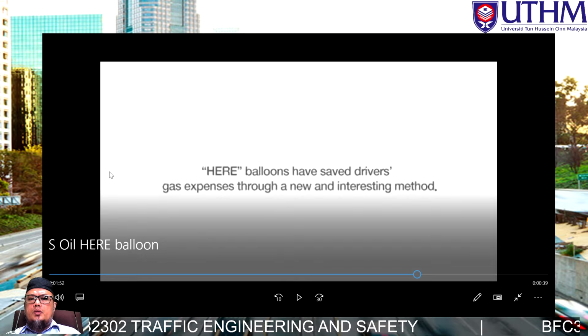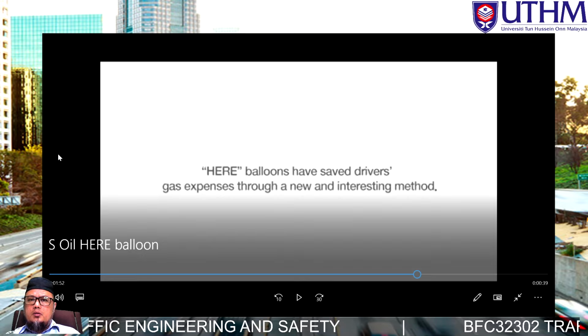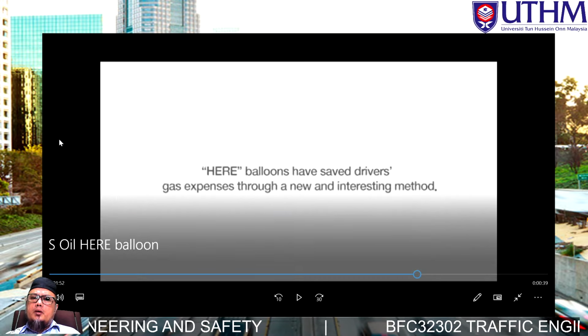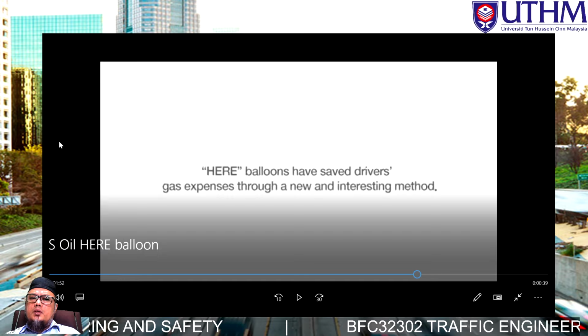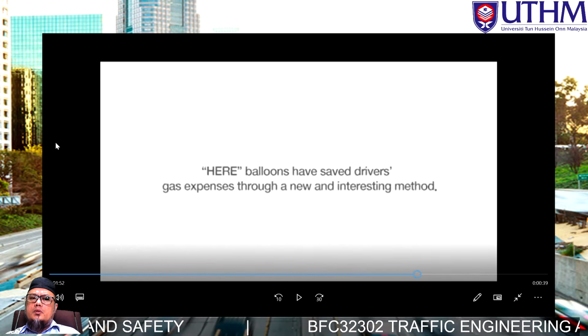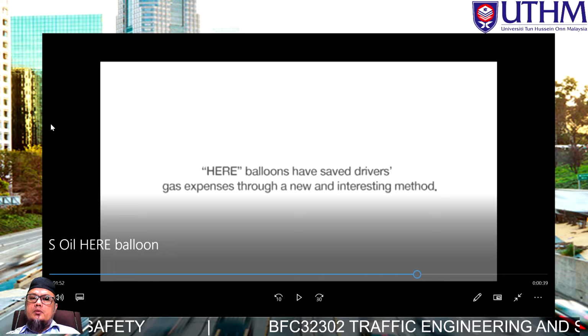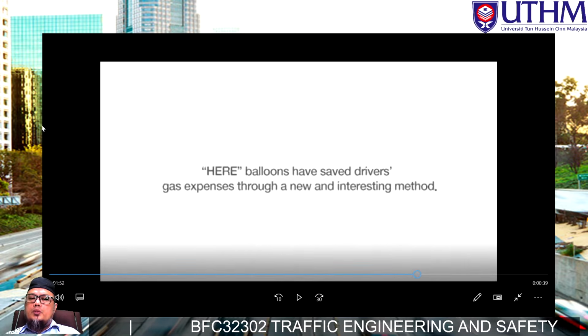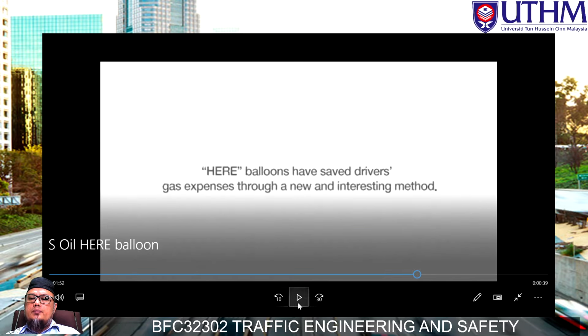Look at the impact of the method they used. It is a very simple and creative method, but it gives a significant impact in terms of saving time and saving fuel consumption, because it is not easy to search for a parking space around very large areas.